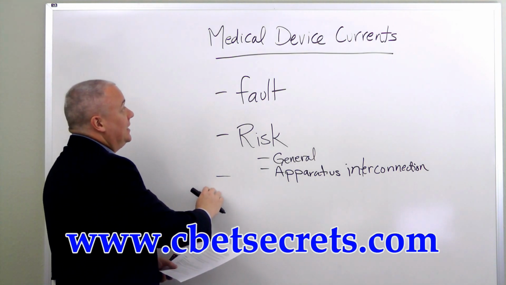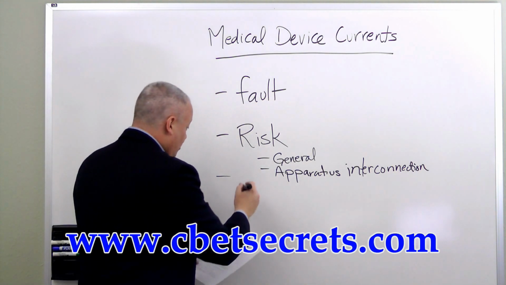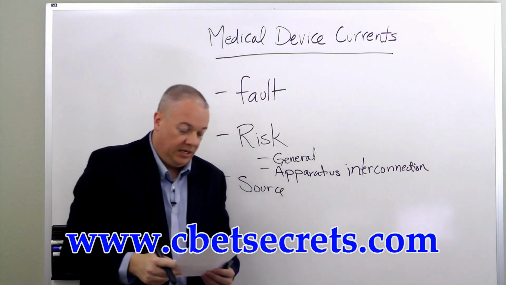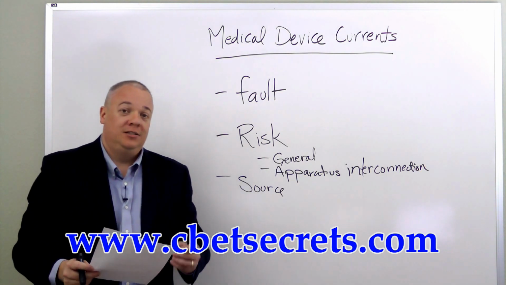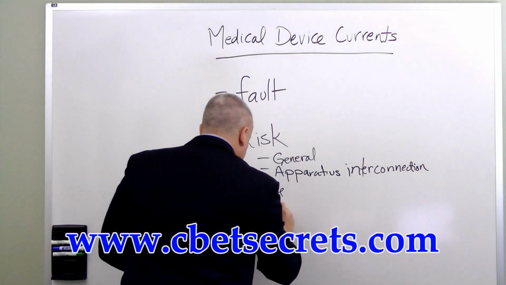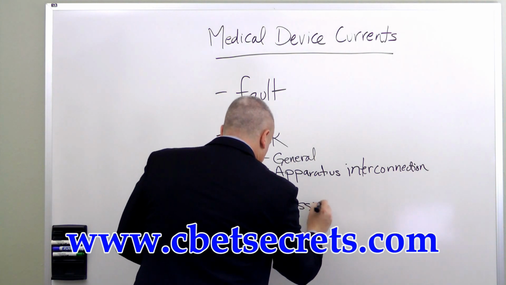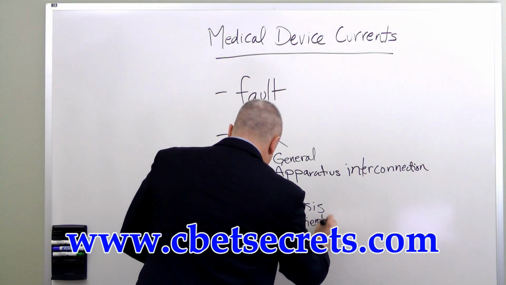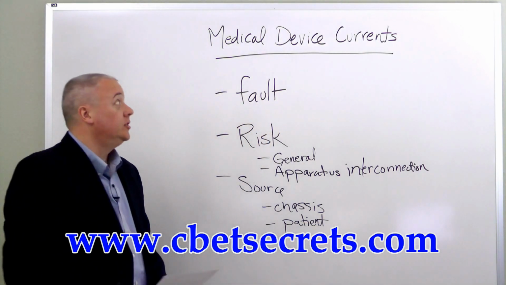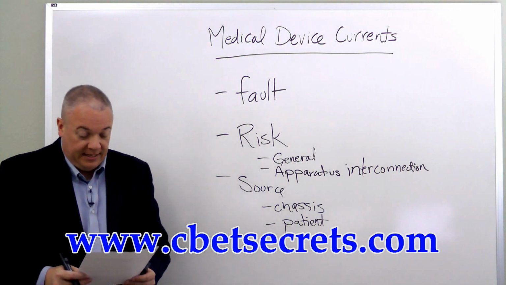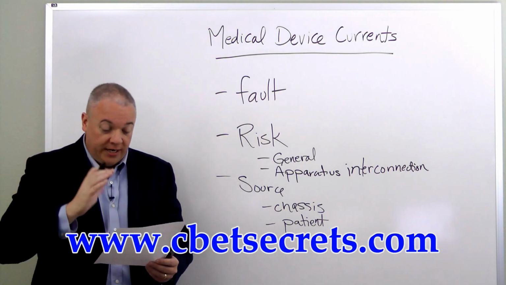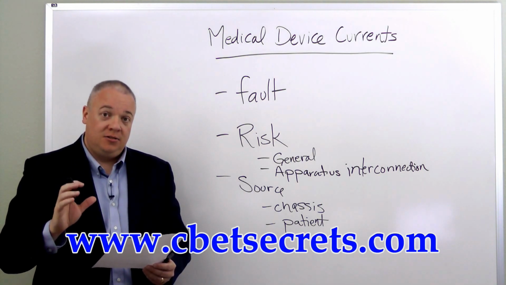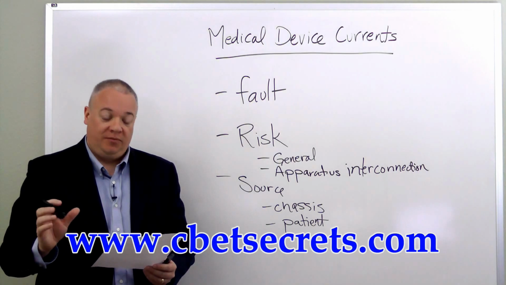And then finally, the last type of currents we want to talk about are source currents. And under here we want to think about 2 things. One is chassis, and secondly, patient. Under chassis source currents, what we mean by that is that energy current flows through the chassis of the device and is grounded.